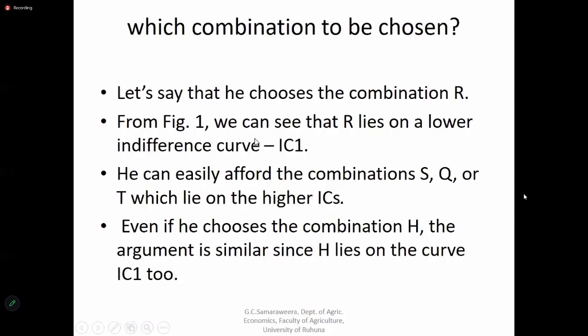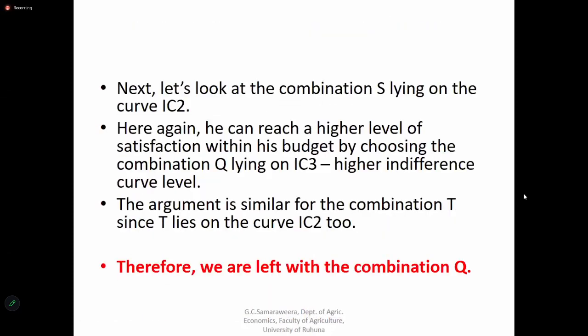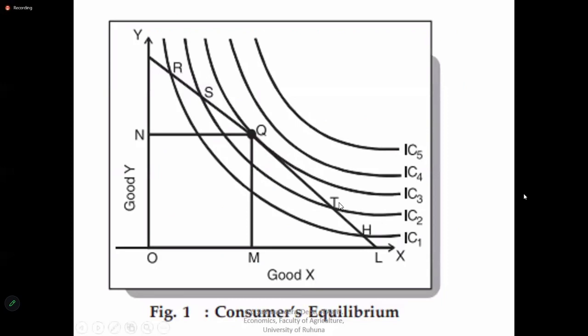The argument is similar for the combination T, since T lies on the curve IC2, as I explained earlier. T and S are on the same indifference curve IC2. So the consumer has a problem. He is thinking whether to choose T, S, or Q. So what are you thinking? What should be selected and why?